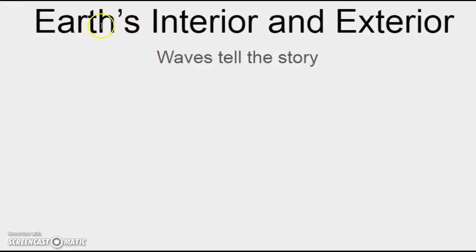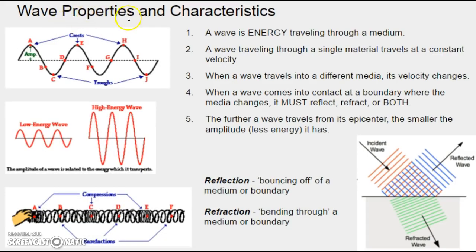In this screencast, we're going to be able to view the inside of the Earth and understand the outside of the Earth. And we'll do this by studying waves. The first thing we can look at are wave properties and wave characteristics. We need to understand that a wave is simply energy traveling through a medium. A wave traveling through a single material travels at a constant velocity.